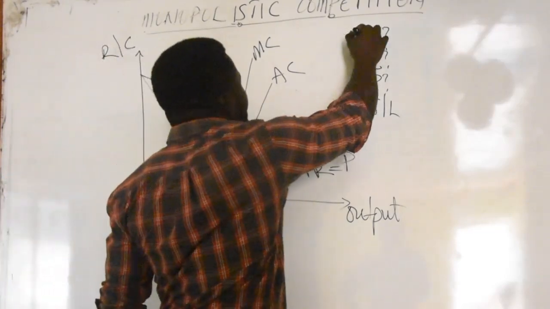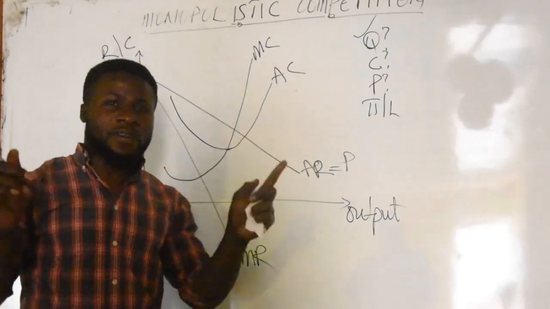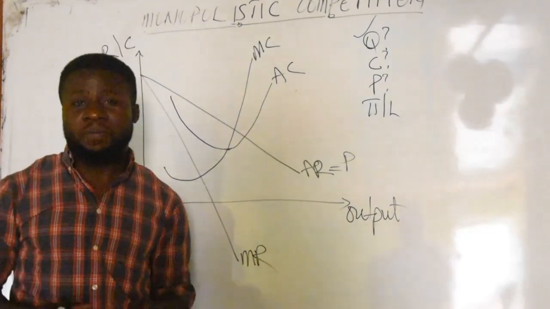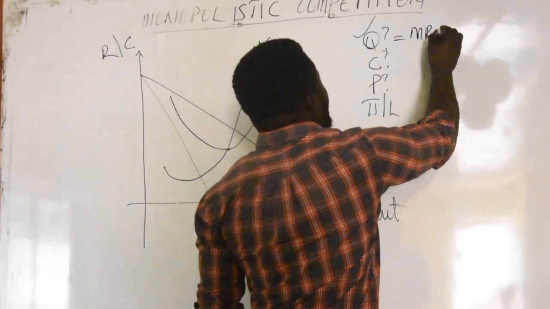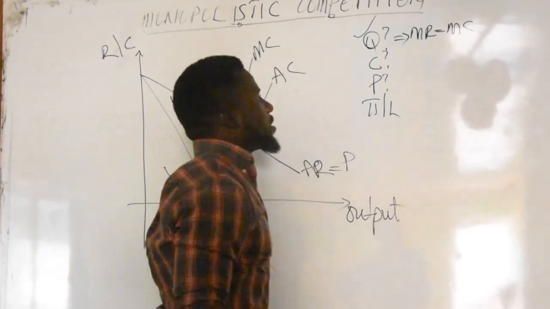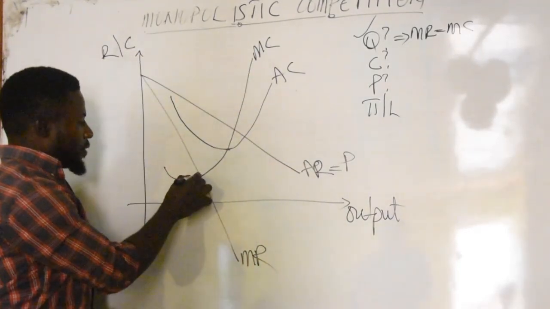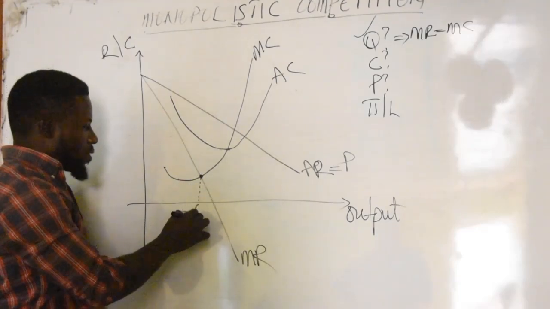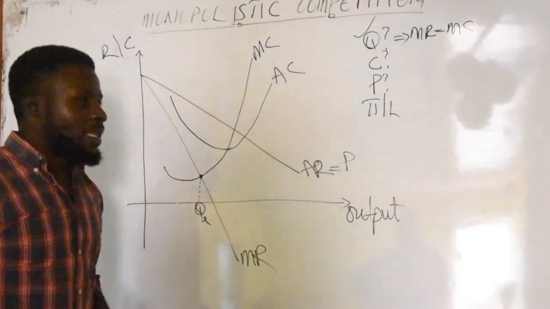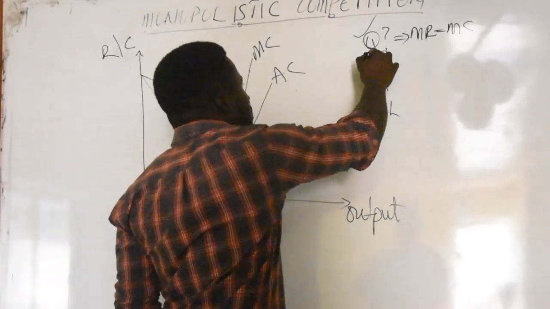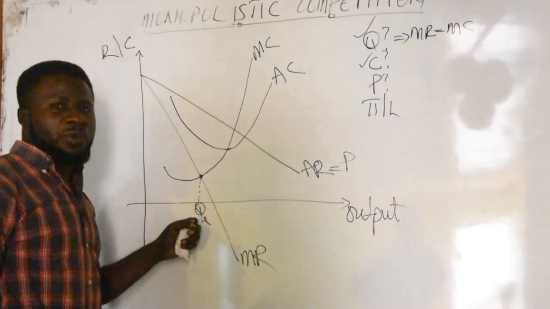Let us start with the output. We said that the profit maximizing output of every firm, be it under perfect competition or imperfect competition, is that output level where MR is equal to MC. That is where marginal revenue is equal to marginal cost, and the equilibrium output, QE, is determined. And then, what cost will this firm incur? What expense will they incur to produce this output QE?